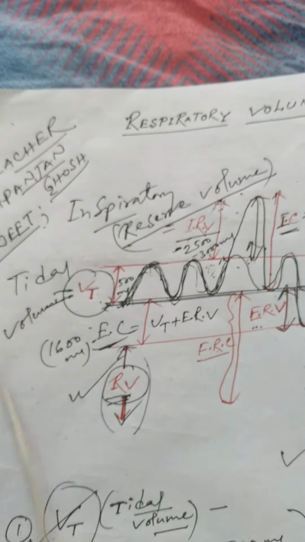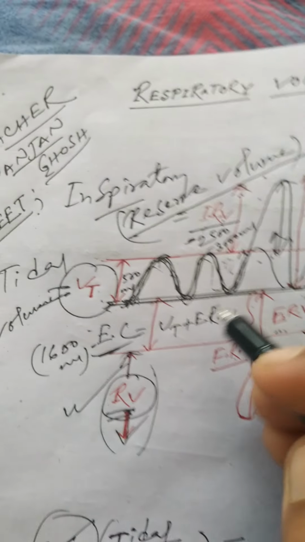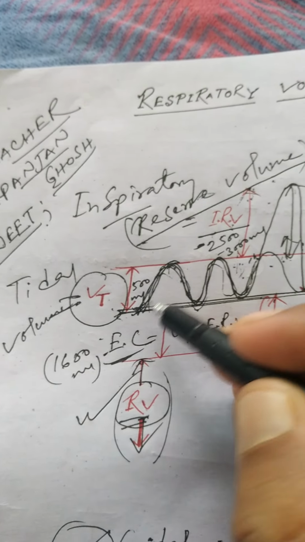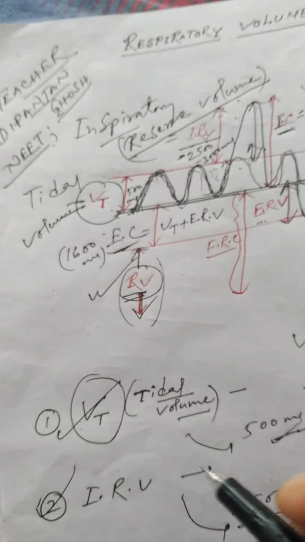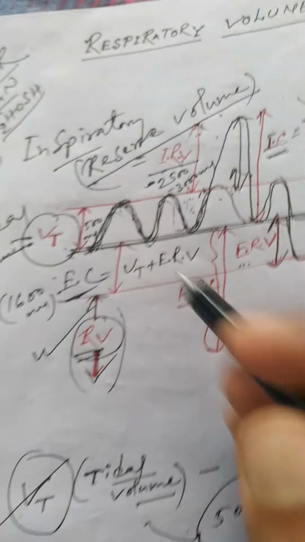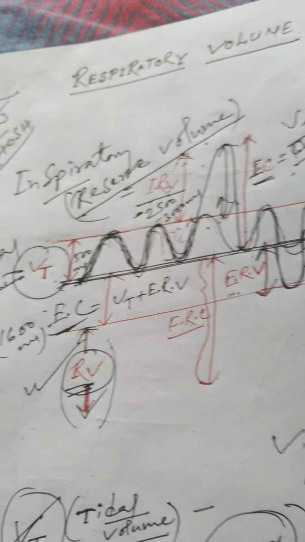This air is known as the tidal volume, or VT. This is a very common way by which all of you keep it in mind. The tidal volume is the air inhaled and exhaled during normal respiration. The amount is 500 ml. This is the normal curve, just like a sine curve. So this is the tidal volume.